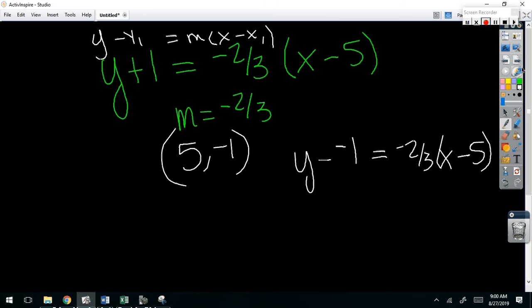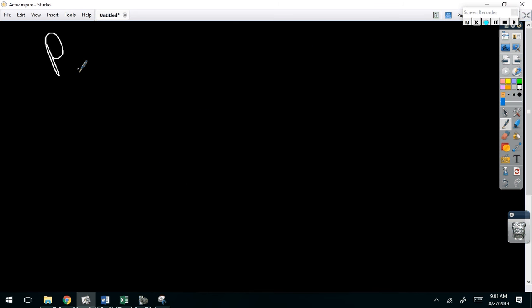I'm not going to go over standard form right now, because you'll graph in standard form, but you're not really going to write an equation in standard form. Let's talk about parallel and perpendicular real quick, and I'll be almost done.